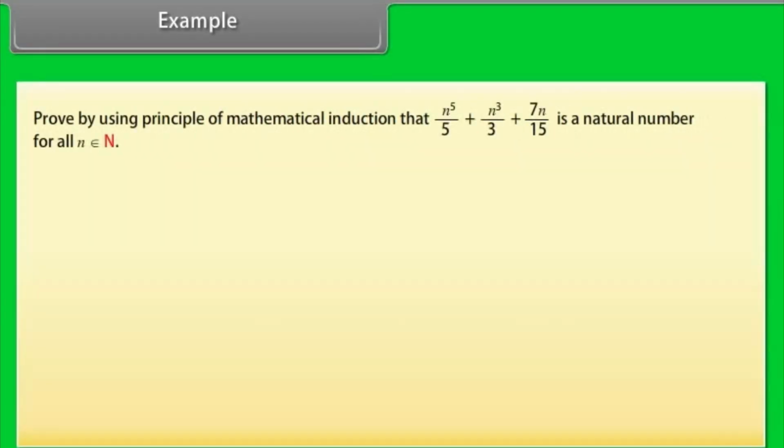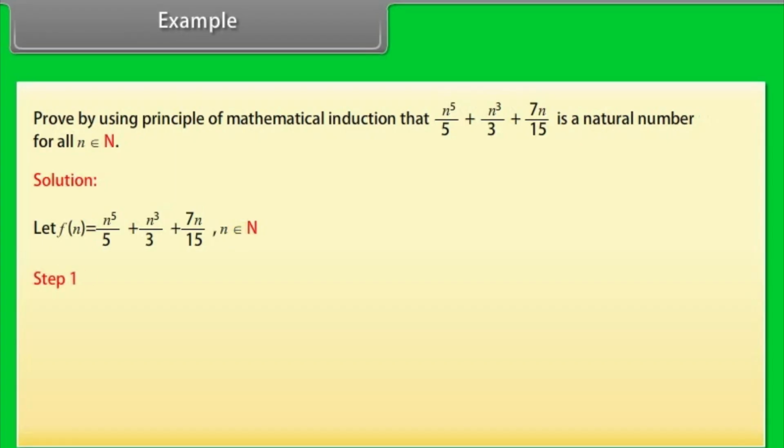Example. Prove by using principle of mathematical induction that n raised to power 5 by 5 plus n raised to power 3 by 3 plus 7n by 15 is a natural number for all n belongs to capital N. Solution. Let f of n is equal to n raised to power 5 by 5 plus n raised to power 3 by 3 plus 7n by 15, n belongs to capital N.